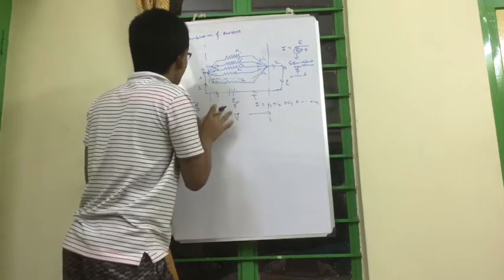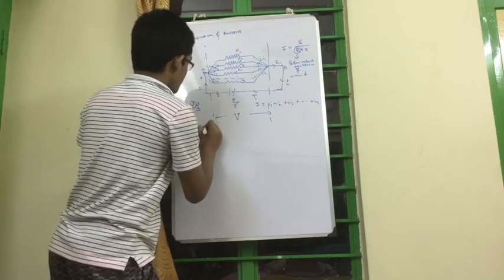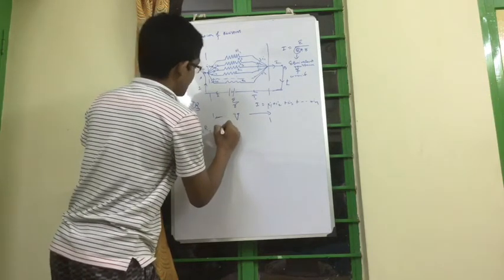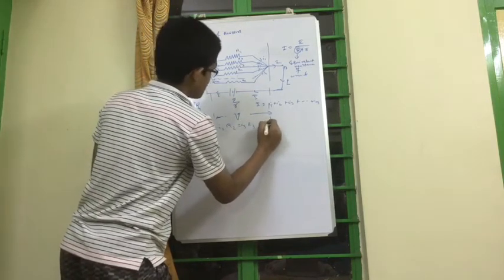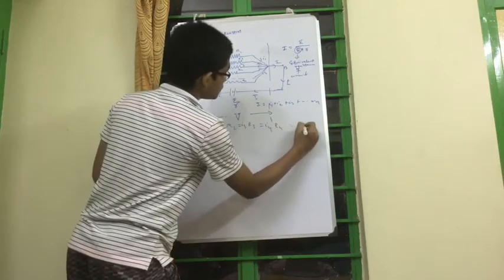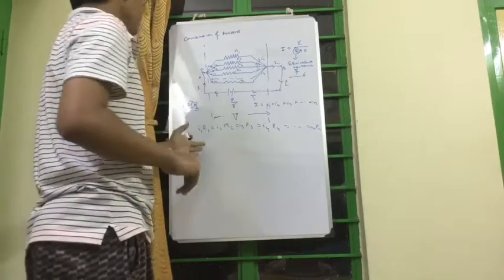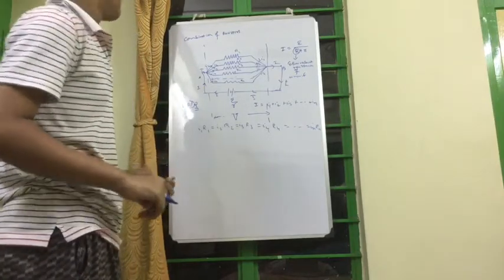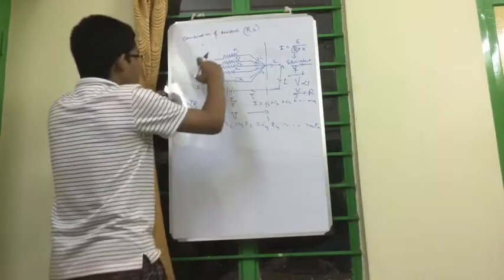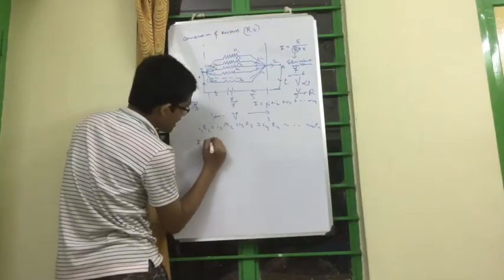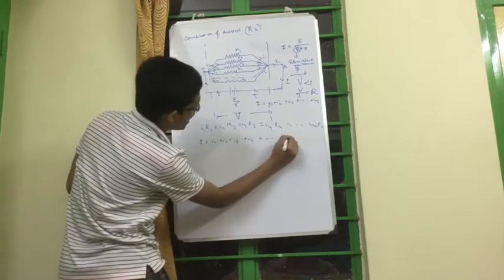If you agree with me that the voltage is the same, then I1 R1 equals I2 R2 equals I3 R3 equals I4 R4 equals up to In Rn. Correct? According to Ohm's law, V equals IR. V is the same, so their product will also be the same. The total current is I equals I1 plus I2 plus I3 plus I4 plus up to In.